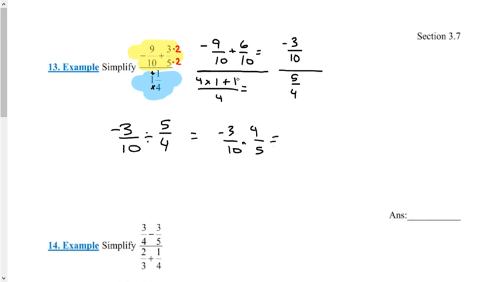There's not a lot to reduce, but there is a little to reduce. And if you don't see it, then you don't have to right away. You can reduce at the end. But notice the 4 and the 10, those are both even. So I'm going to divide a factor of 2 out of each of them. 4 divided by 2 is 2. 10 divided by 2 is 5. And now we don't have any common factors anywhere. That just says -6/25.